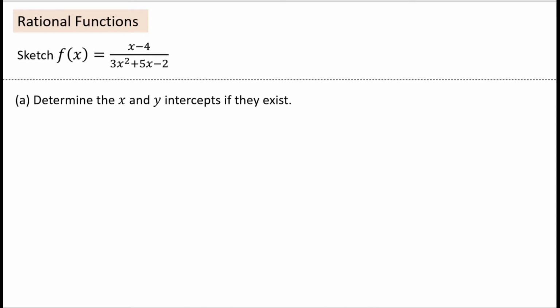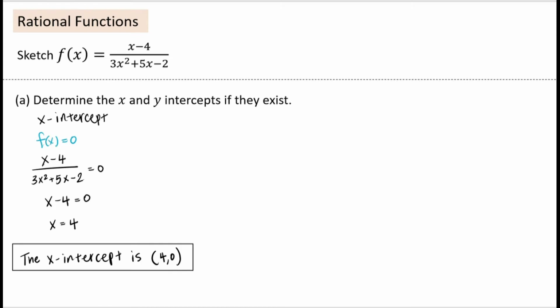Given the function f of x, let's determine the x and y intercepts. To find the x-intercepts, we solve f of x is equal to 0. We have (x minus 4) over (3x squared plus 5x minus 2) is equal to 0. x minus 4 is equal to 0. We get x is equal to 4. So the x-intercept is (4, 0).